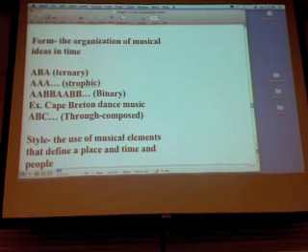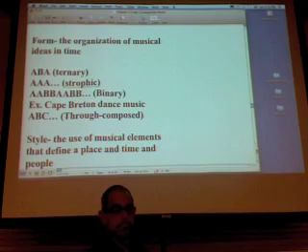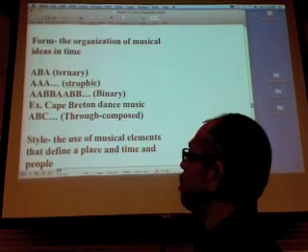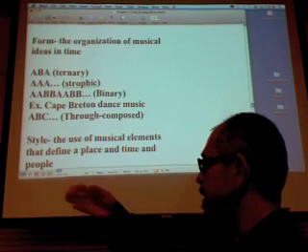So that is binary form. Some music has no repetition. Very little or no repetition. When there's no repetition, we call that form through composed. A, B, C, dot, dot, dot.